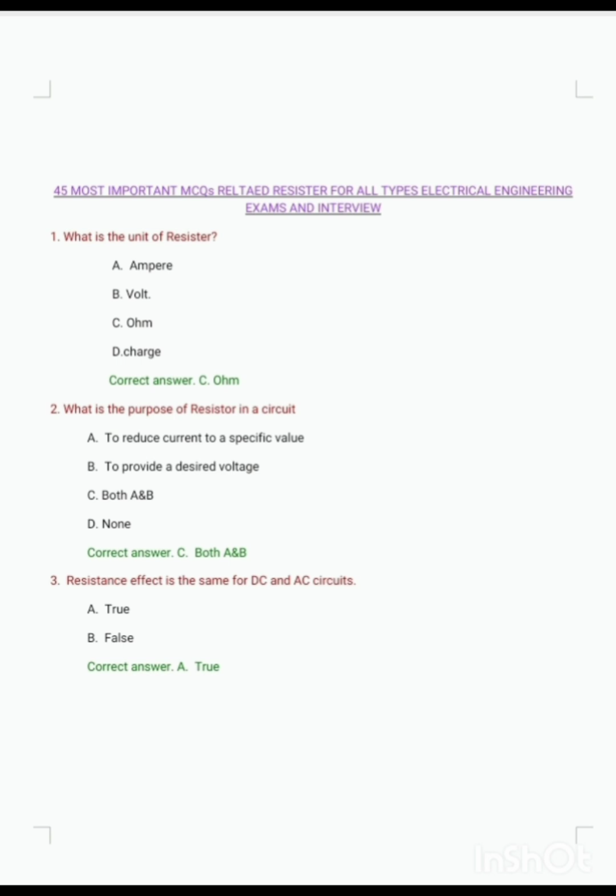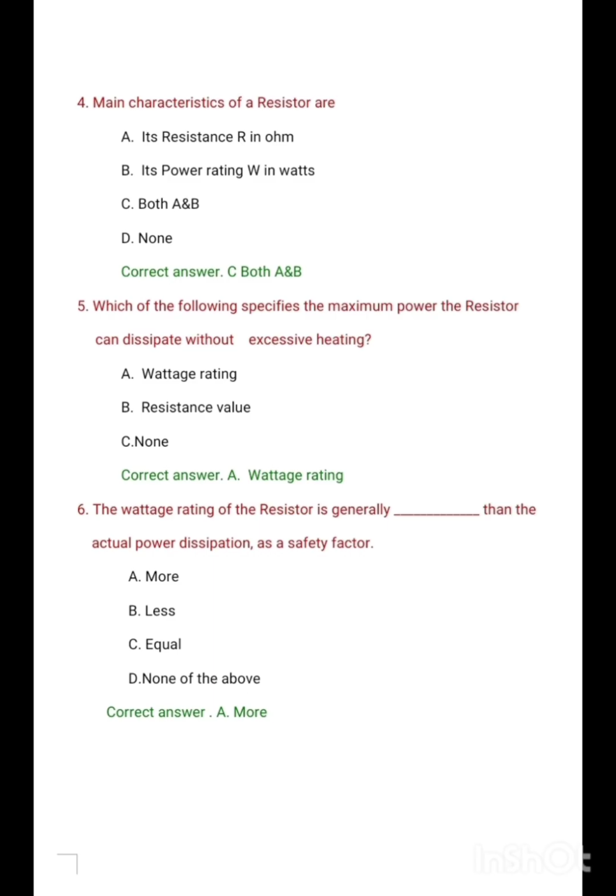3. Resistance effect is the same for DC and AC circuits. A. True. B. False. True. 4. Main characteristics of a resistor are: A. Its resistance R in ohms. B. Its power rating W in watts. C. Both A and B. Correct answer: C. Both A and B.